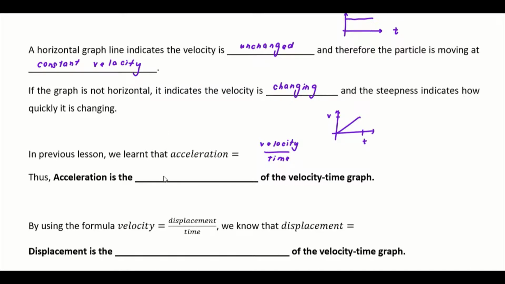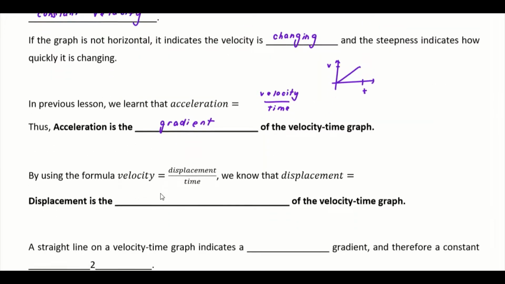So that's why the acceleration is actually the gradient of the velocity time graph. Okay, I guess it's pretty straightforward. So S over T, so the gradient for the ST graph gives you velocity. V over T, so the gradient for the VT graph gives you acceleration.